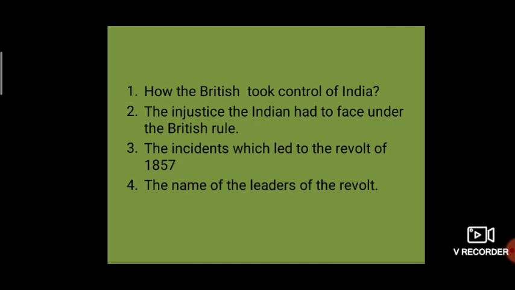Some kind of inequalities they faced. Then there are some incidents, some events which led to the revolt of 1857, which forced people to go against the Britishers. Then at last, the names of the leaders. Who were the prominent active leaders involved in the revolt of 1857?